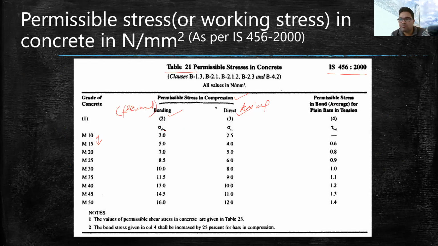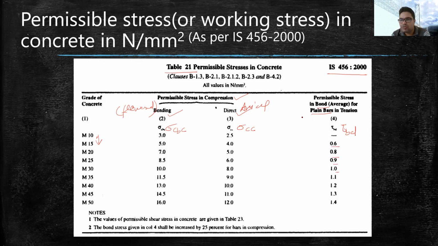So generally in case of beam design, we use sigma CBC, and in case of column design we generally use direct axial compression, because in that case the stress will be direct. So in that case this becomes sigma CC. Similarly, permissible stress in bond, if we try to find out the bond strength in the bars, is called tau BD. So for plain bars, this is the value of tau BD.